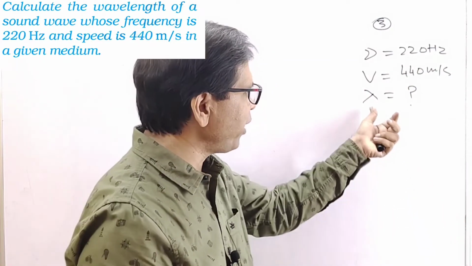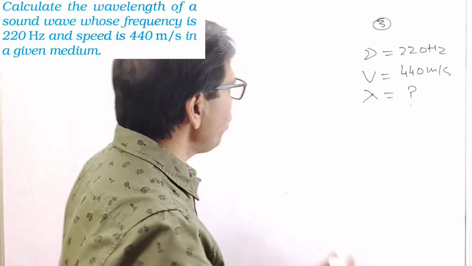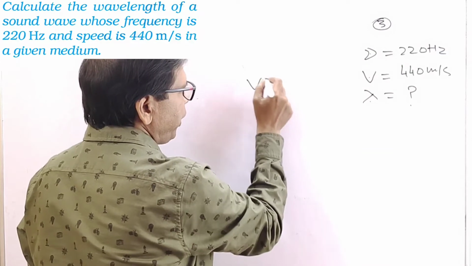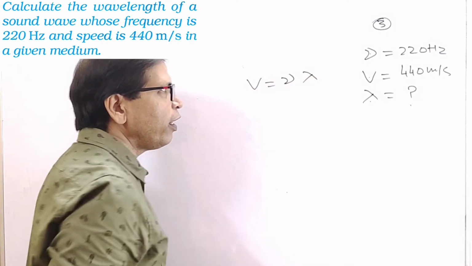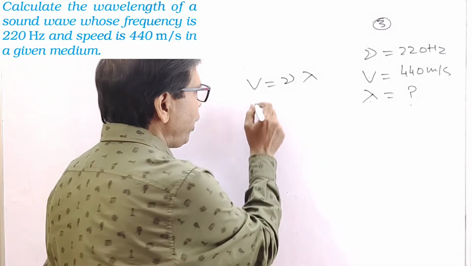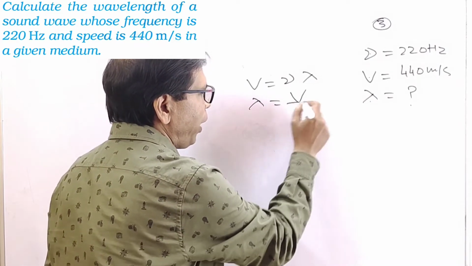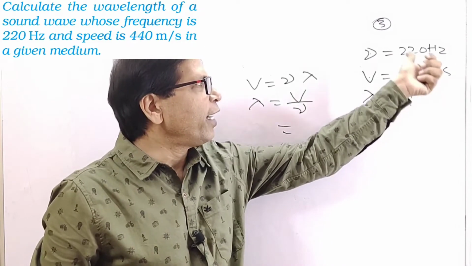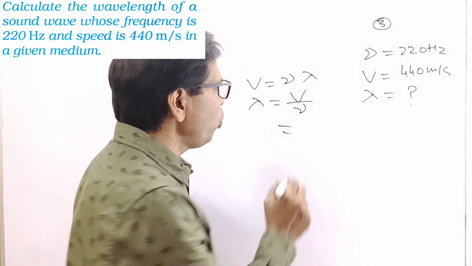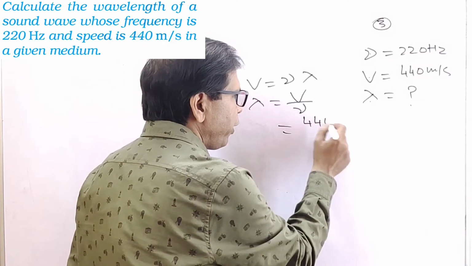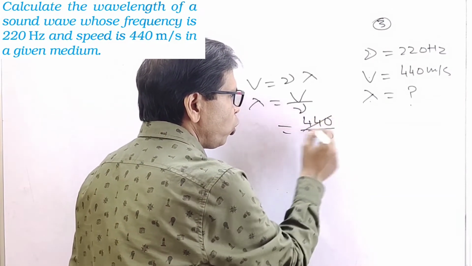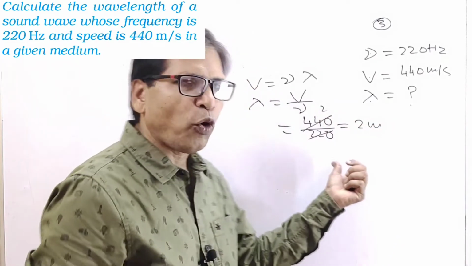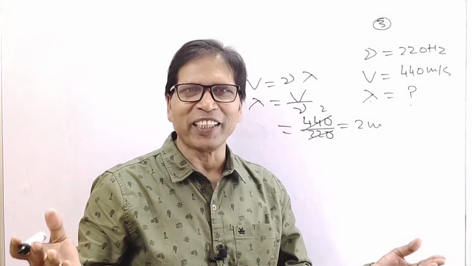Next. The frequency of a wave is 220 Hz and the velocity of the wave is 440 meters per second. We have to calculate the wavelength of the wave. Now, the relation between v, nu and lambda is v equals nu lambda. So here lambda equals v by nu. Here v is 440 meters per second and nu is 220 Hertz. So 440 divided by 220, this cancels out. Therefore the wavelength of the wave is 2 meters.